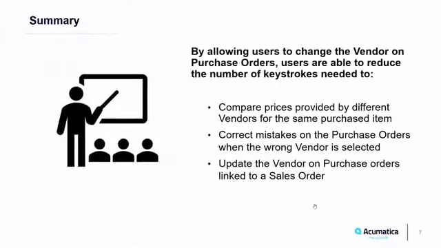In summary, by allowing users to change the vendor on purchase orders, users are able to view comparative pricing for an item with multiple vendors. They're able to correct mistakes when the wrong vendor has been selected, and they can automatically view the new vendor on the purchase order when it is linked to a sales order.